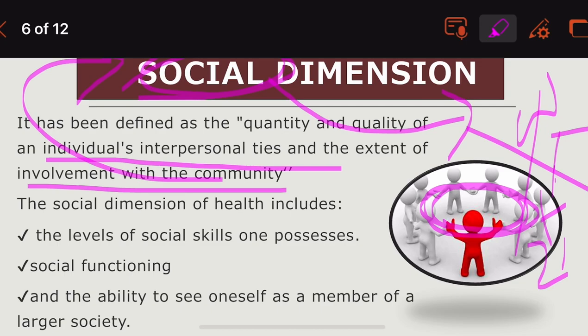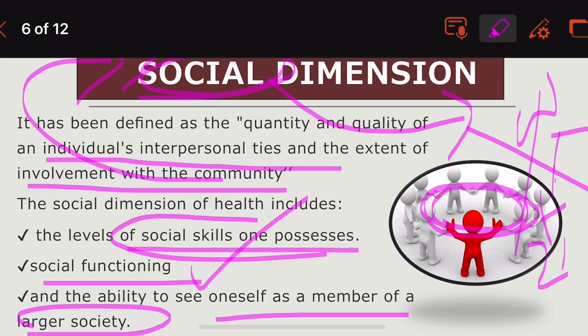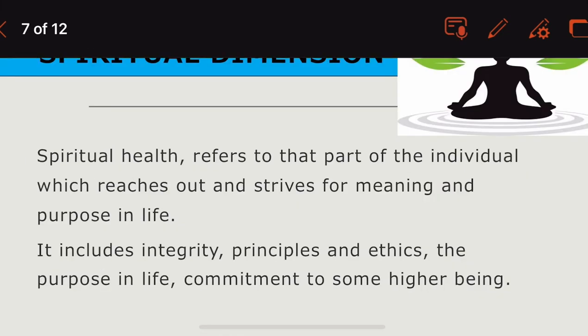How do we assess this? The level of social skills the person possesses, his functioning in the society, how he is helping the society, what role he is playing as a member of the society, is he seeing himself as a member of the society, is he considering himself as a member. That is nothing but the social health. What skills he possesses, what his function in the society is, and the ability to see oneself as a member of society is nothing but the social dimension.